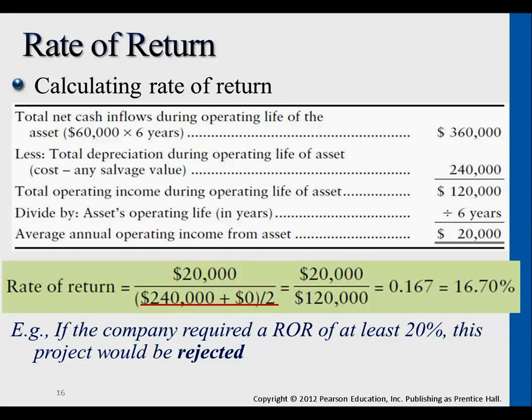Just for you to understand what this rate of return of 16.7% means: when the company is making its managerial decision to purchase this asset or not, and they see that they must have a rate of return of 20% or more, they would reject this option. They would reject it because 20% is what we need to get back from that asset, and from this calculation it's only 16.7%.